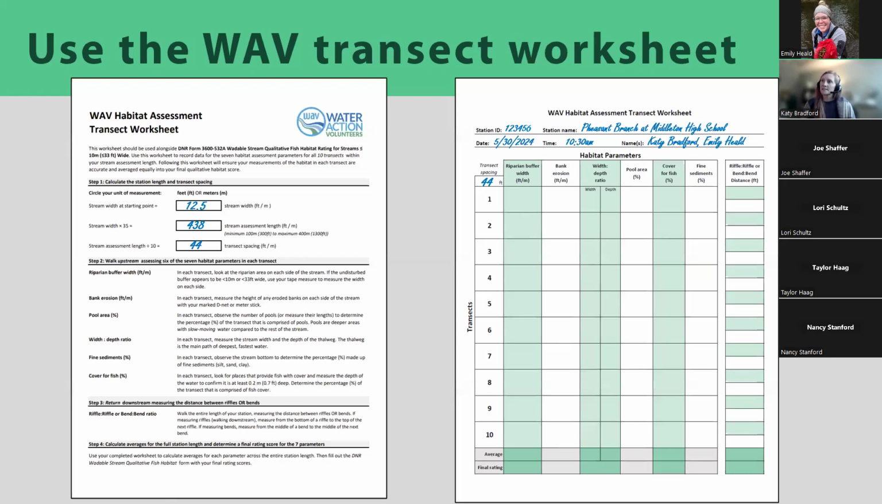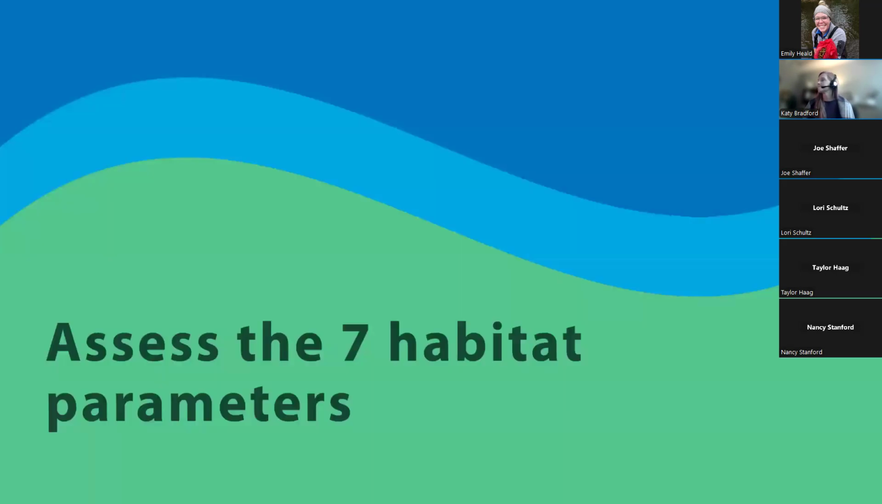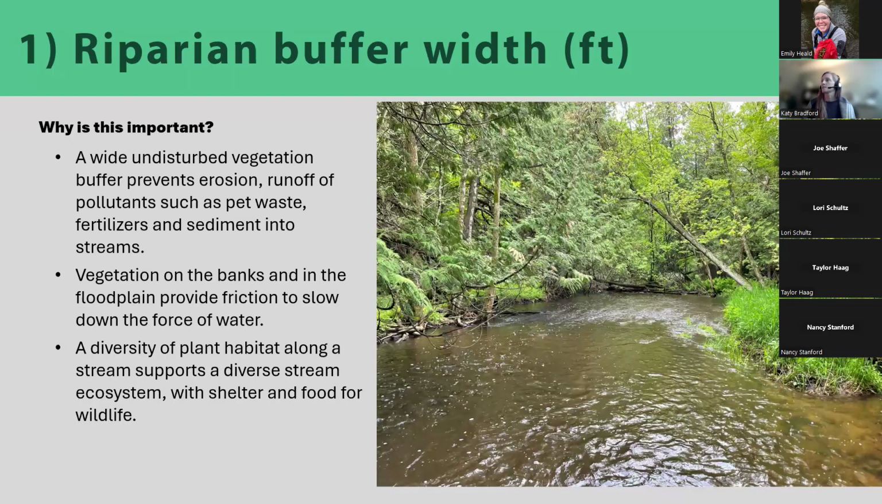So in order to assist with that, I created this transect worksheet, which has the steps for you to follow on one side. And then on the back side is where you're going to be filling in your numbers in each transect. And so let's go ahead and talk about those parameters that we're assessing. The 7 habitat parameters. All right.